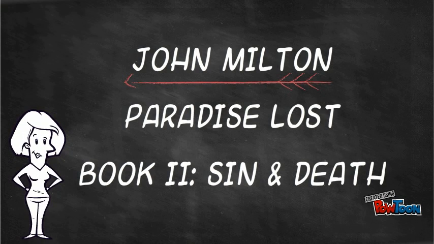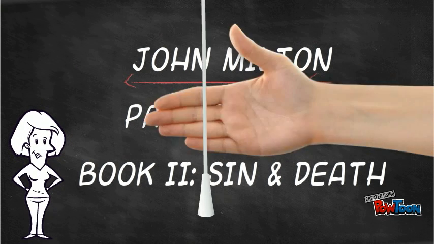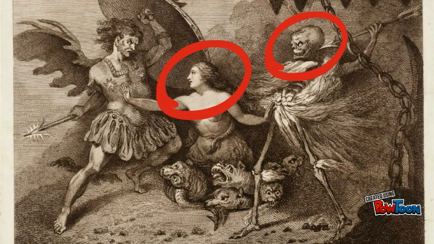Welcome to an inside look of characters, Sin and Death in Book 2 of John Milton's Paradise Lost. Sin and Death, guardians of the gates of hell, are more than the product of Satan's fall. They are allegorical figures.